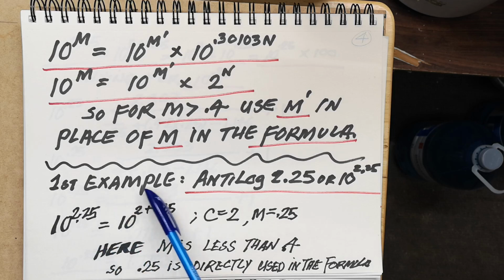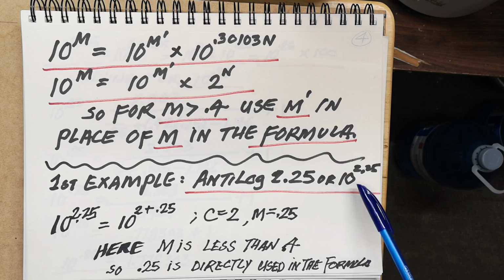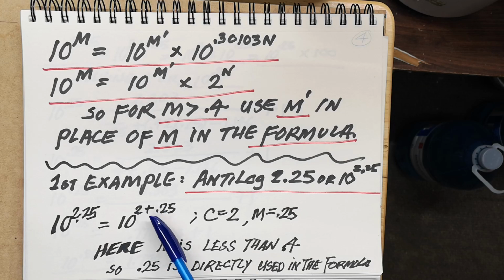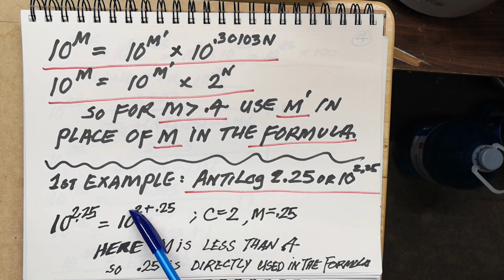And this is the first example. Find the antilog of 2.25, or 10 raised to the 2.25. So 10 raised to the 2.25 is equal to 10 raised to the 2 plus 0.25. So c is equal to 2, that's the characteristic, and 0.25 is the mantissa. Here, m is less than 0.4, so the value of 0.25 can be used directly in the formula.